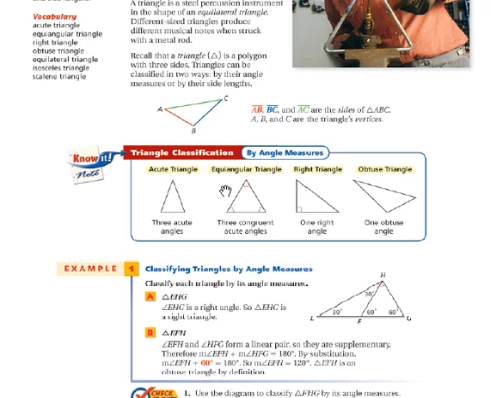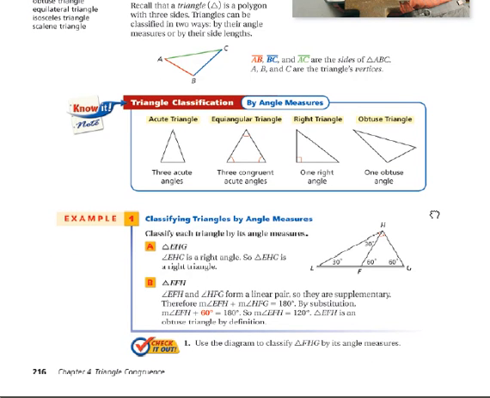Then we have an equiangular triangle where all three angles are the same measure. This is a pretty common one, the right triangle, where we have one right angle here. And then an obtuse triangle, and that's where we have an obtuse angle right here. That's greater than 90 degrees, and that sits right here. And so what you're able to do in some of these example problems is take a look at a triangle, and we want to be able to classify them accordingly.